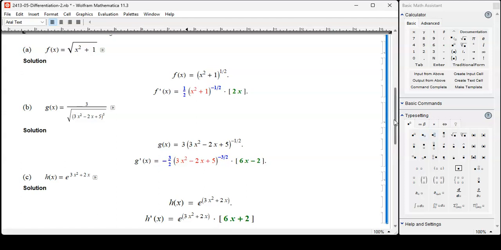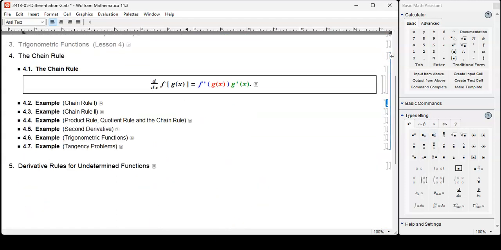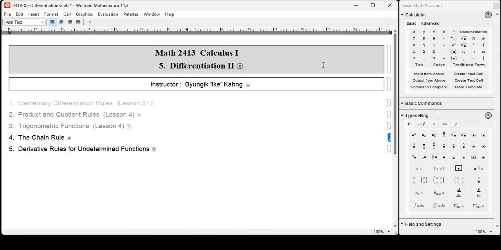Okay, so much for elementary chain rule problems. We'll have more complicated problems in separate videos.